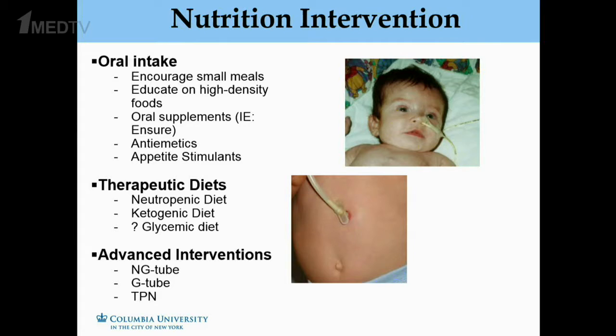Some other diets are the glycemic diet, which basically limits the spike in sugar as a low simple sugar diet, not a low sugar diet, a low simple sugar diet, and prevents this huge spike in sugars. And then we have advanced nutrition interventions, so any type of nasogastric, enteral feeding, and then TPN.